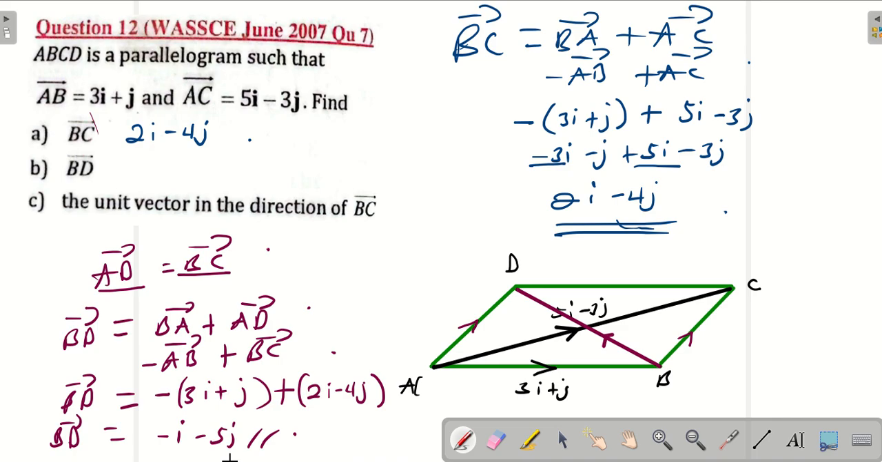So most vector questions and even coordinate geometry, if you don't sketch the diagram, you'll not be able to solve it. You need to sketch to know the relationships. Alright. Can we move on?